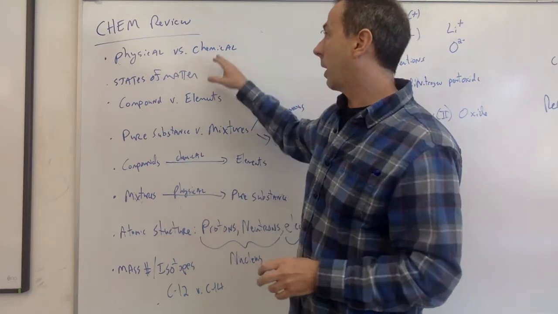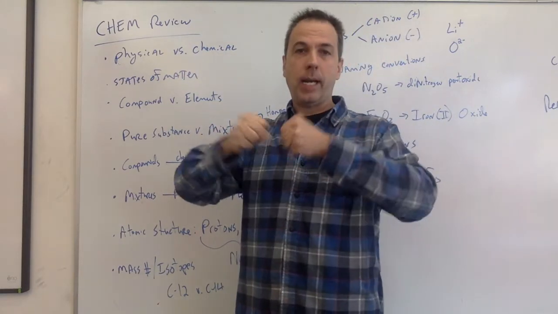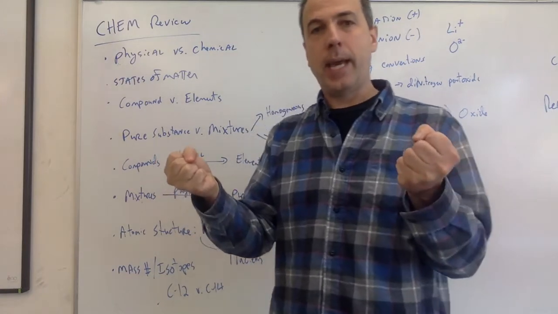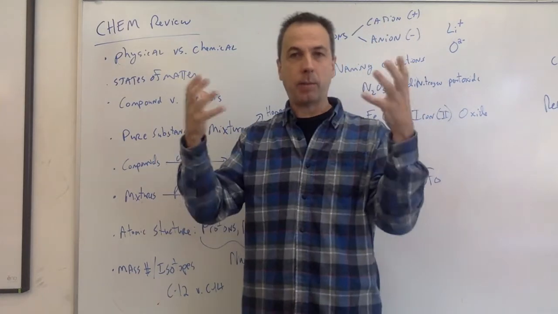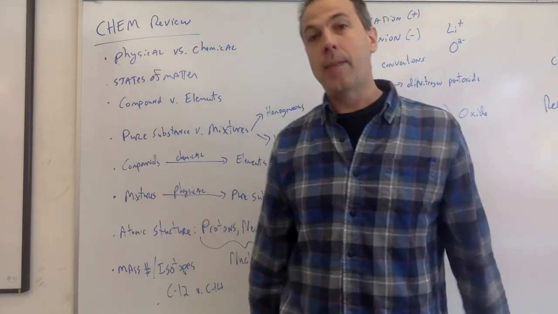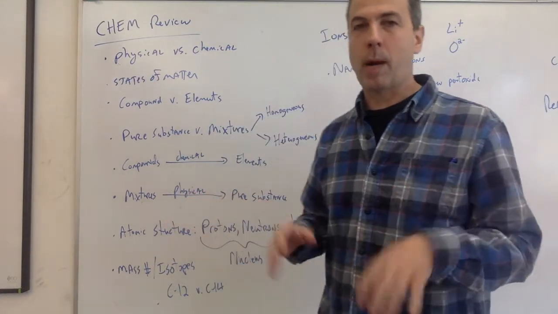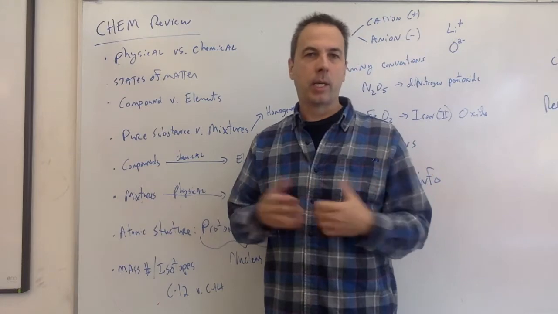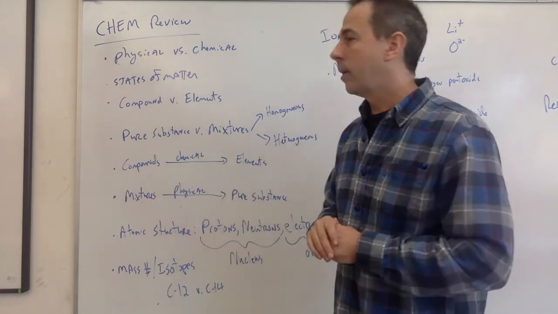On the other hand, in a chemical reaction, you're actually breaking some bonds between the atoms and then rearranging them. The atoms are still the same, but they get rearranged into new compounds, and they have totally new chemical properties, right? They can be different colors, different smells, those kinds of things.